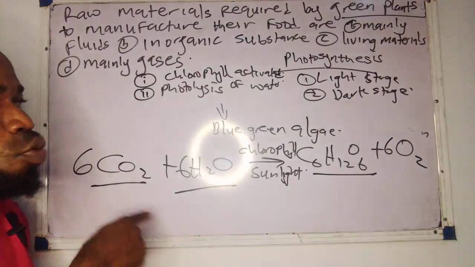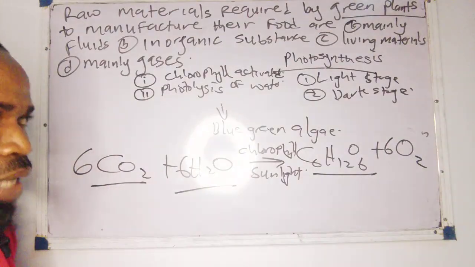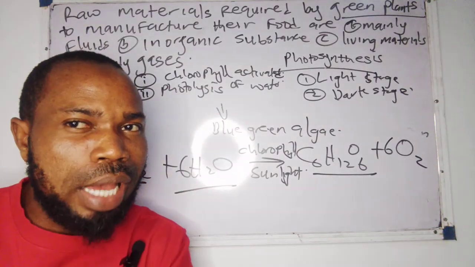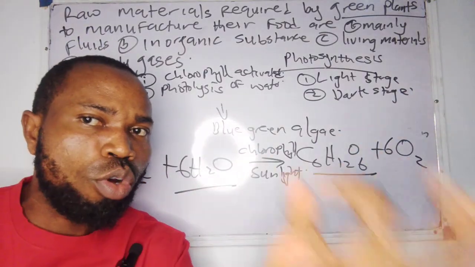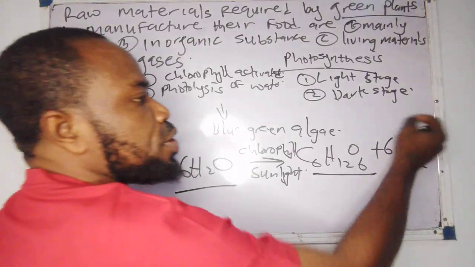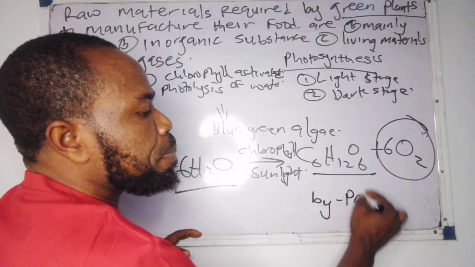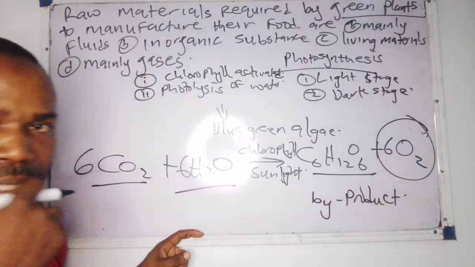Now, there is one thing you must know in this reaction, that oxygen is formed. So they will ask you in the exam, which of the following is a byproduct from photosynthesis? Oxygen is a byproduct. Look at what I said: it's a byproduct from photosynthesis.